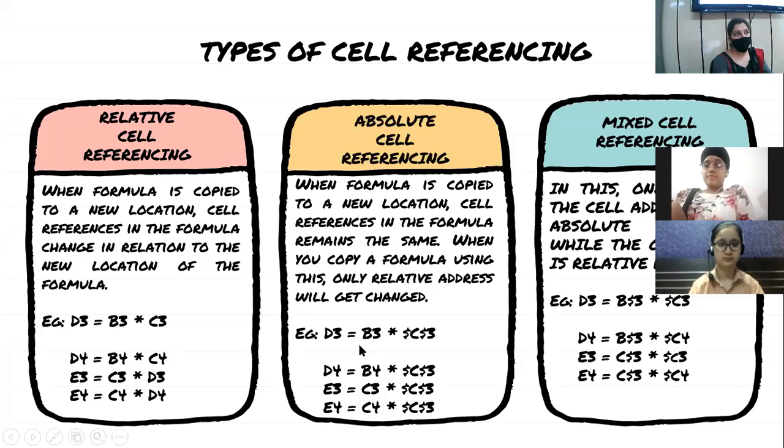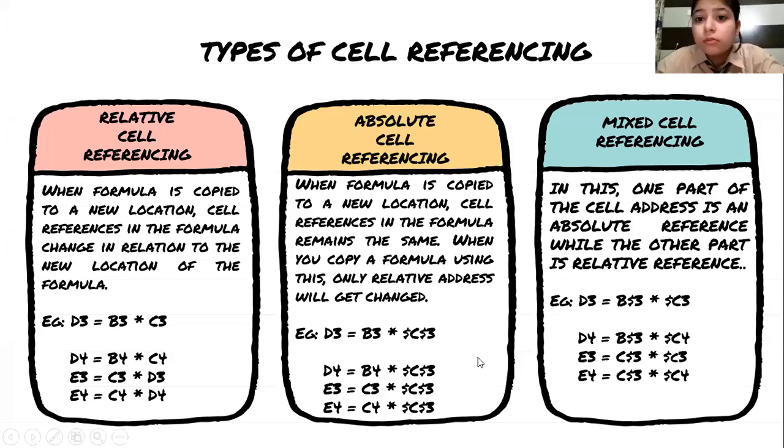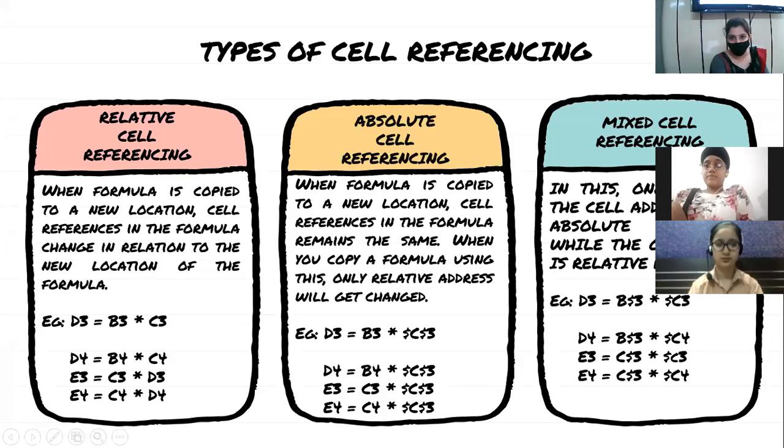So when D3 is containing the content B3 multiplied by $C$3, that means B3 will get changed to B4 because it is relative. But now $C$3 is same because that is absolute and absolute will not get changed, right? Clear to everyone? Only the relative portion is being changed, the absolute will not get changed. It will remain same. Clear?